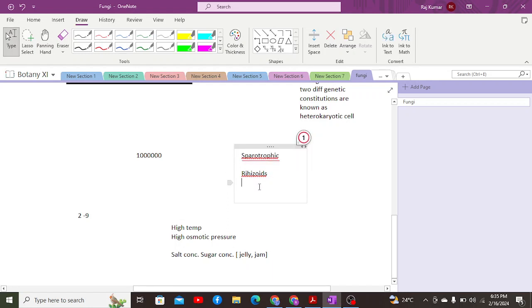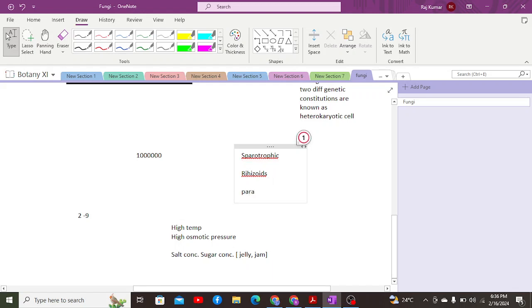Usually they feed on dead matter. But when they need to digest food, they release their digestive enzymes outside their cell. The enzymes react and break the substrates down into products, which are absorbed by the rhizoids into their body, the mycelium. So this is how saprotrophic nutrition occurs.